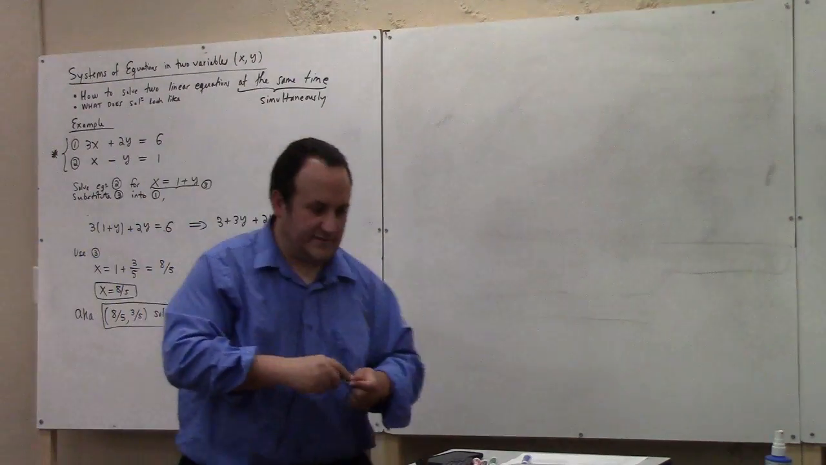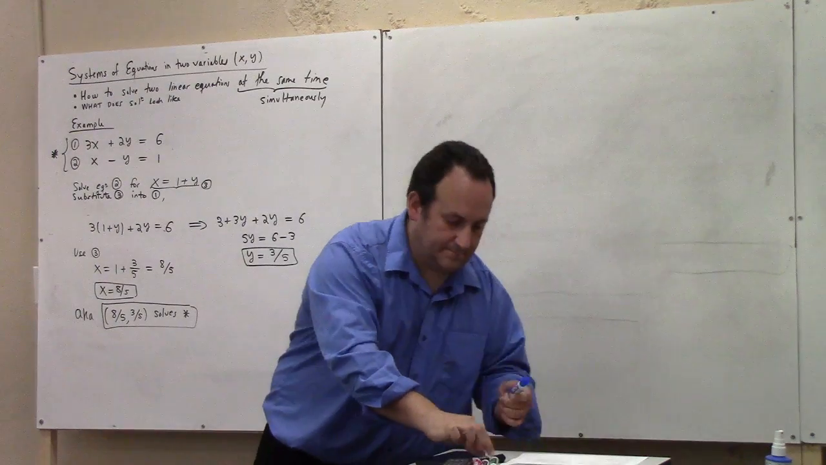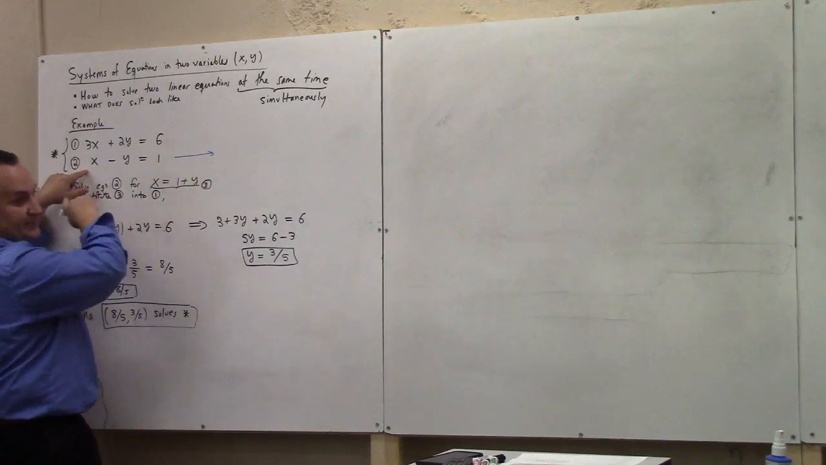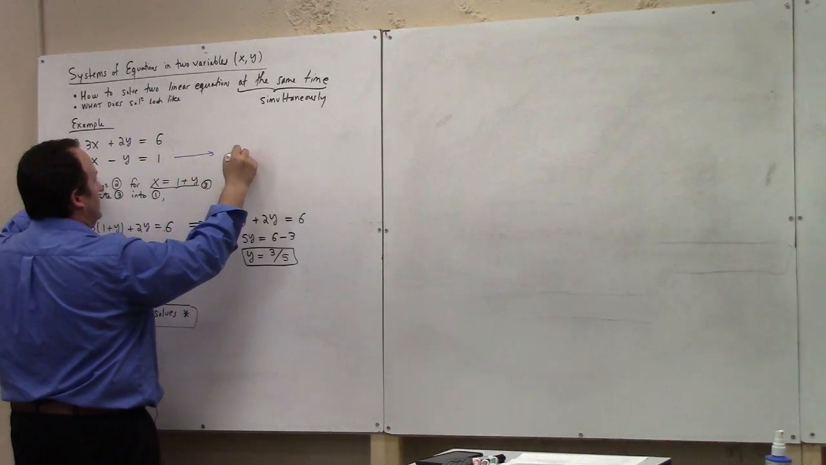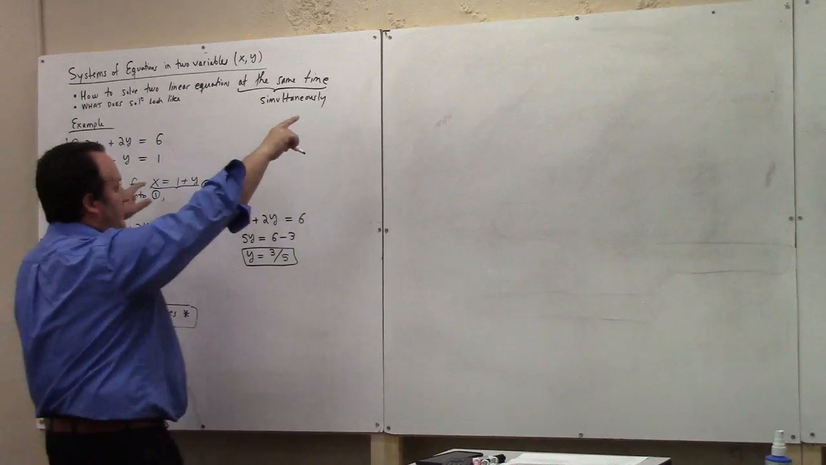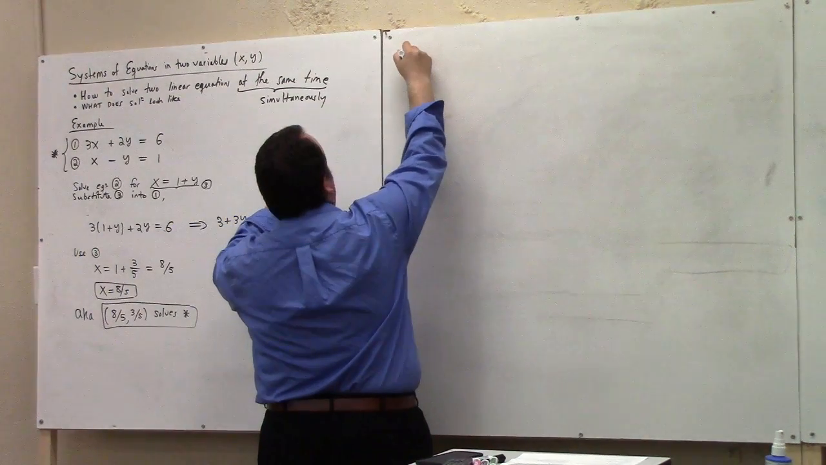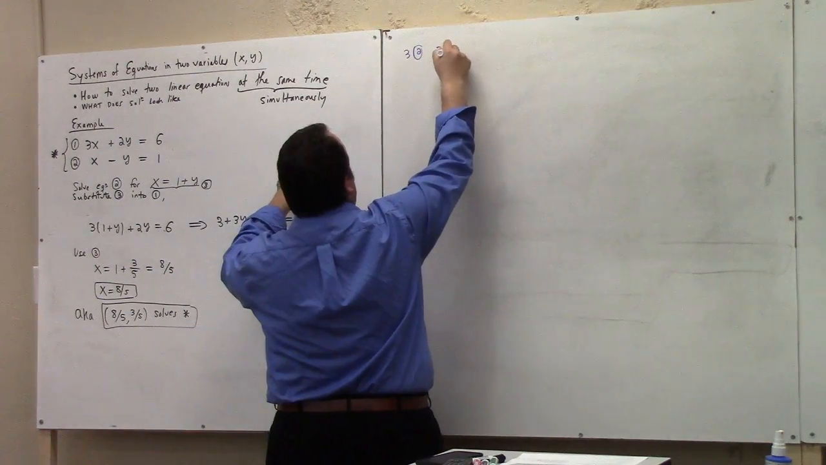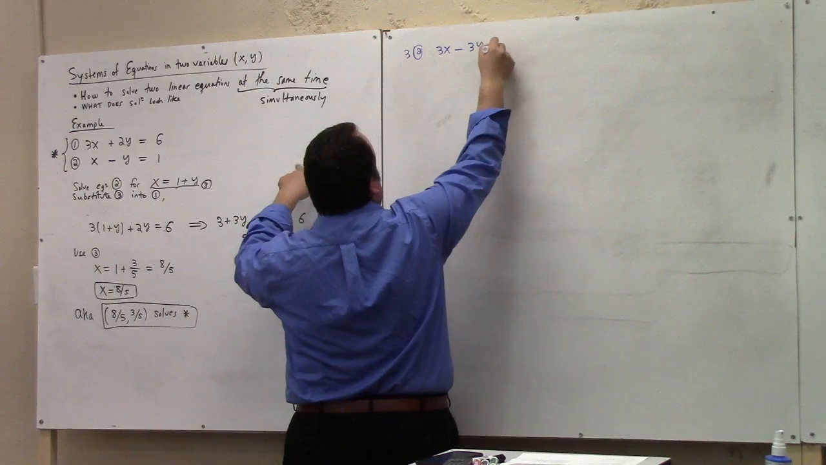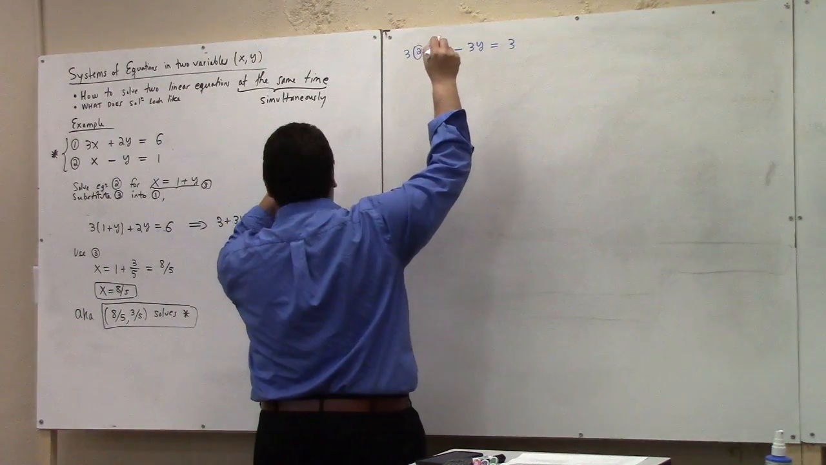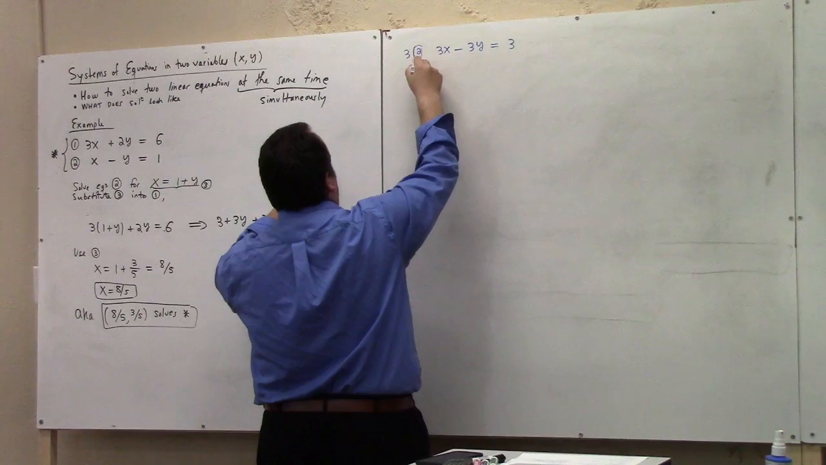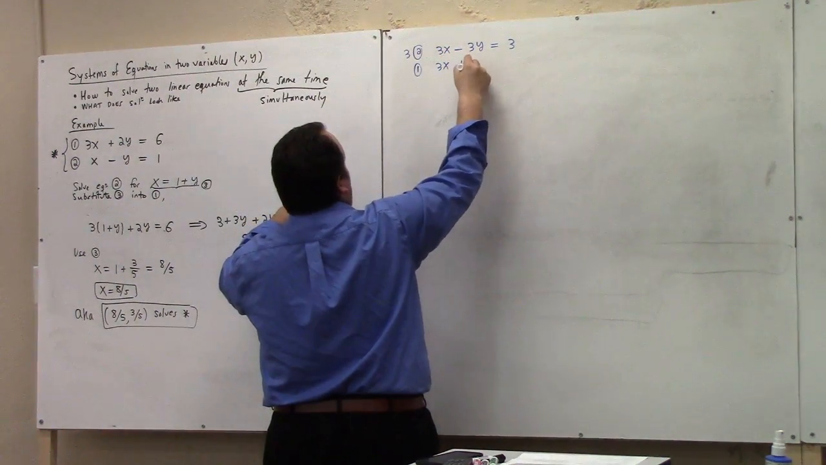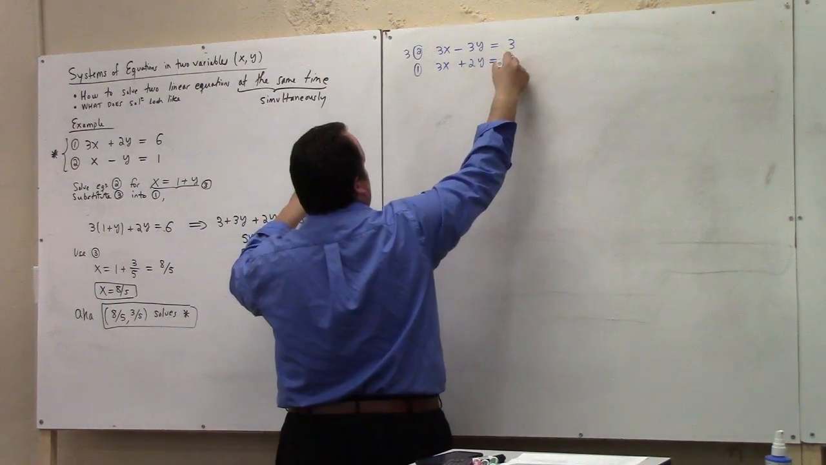And that's usually faster if you can see it. So like this one, you were telling me take equation 2 and multiply by 3, right? So that would give us, I'm going to do it over here. So basically 3 times equation 2 would give me 3x minus 3y equals 3, right? And then I also have equation 1, still the same, 3x plus 2y equals 6.